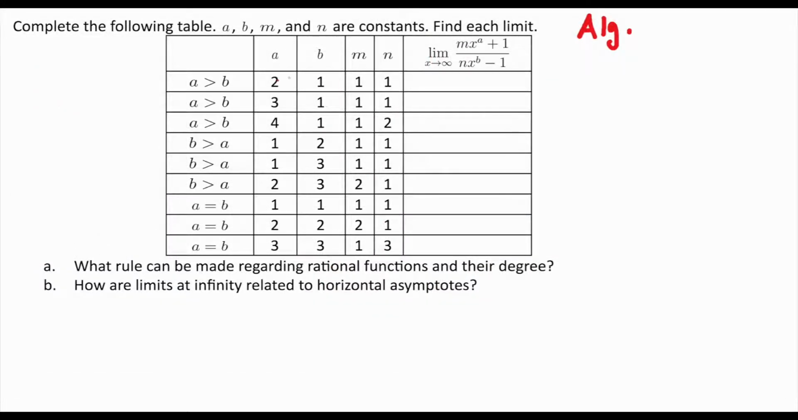It says that A is 2, B is 1, M is 1, and N is 1 for this. So algebraically, this is kind of what it would look like. We're going to have basically something like the limit as x goes to infinity. Well, M is 1 here, so x is going to be squared because A is 2. It says right here, A is 2, plus 1, all over. Now it's N x, and N is 1. So it's just going to be x to the B. B is 1, so we're just going to keep that x there. You can just put a 1 there, it doesn't actually matter. Minus 1. So we're trying to figure out this limit right here.